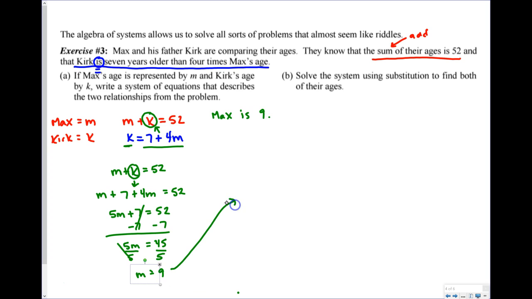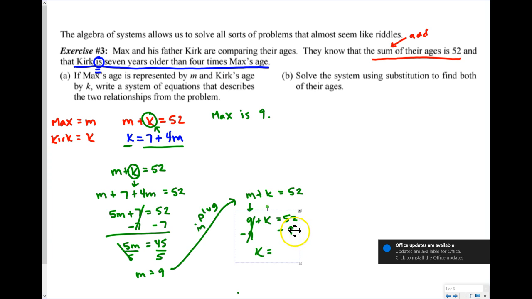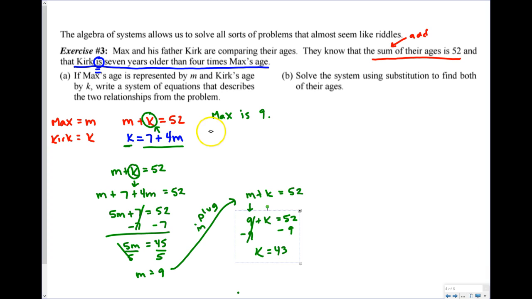So I'm going to take this 9, and again, like before, I'm going to plug it in. I'm going to use the first equation, m plus k equals 52. But now that I know m, I can replace m with 9 and get 9 plus k equals 52. Subtract the 9 to solve, and I get k equals 43. So Kirk is 43. Okay? So substitution method helps us solve some riddles, some word problems.